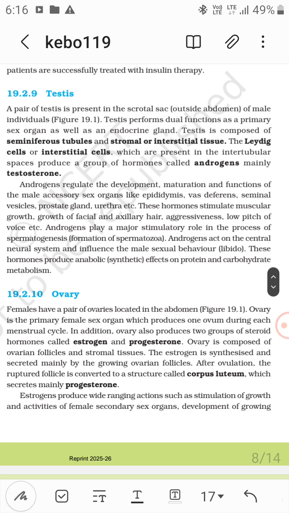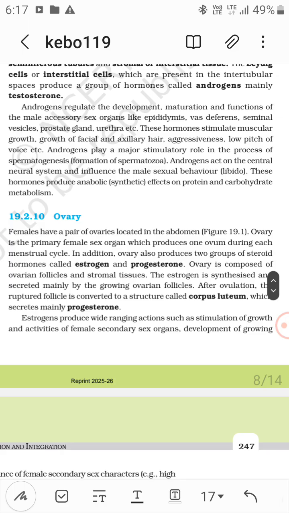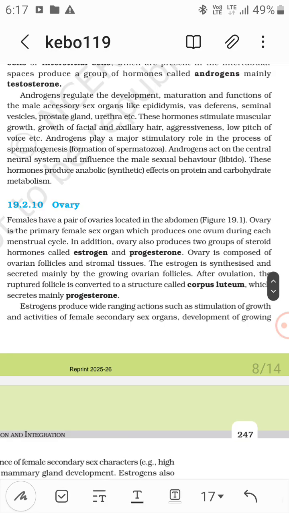The testes are composed of seminiferous tubules and stromal or interstitial tissue. Leydig cells or interstitial cells are present in the intertubular spaces and produce hormones called androgens, namely testosterone. Androgens help in the process of spermatogenesis, the formation of spermatozoa.